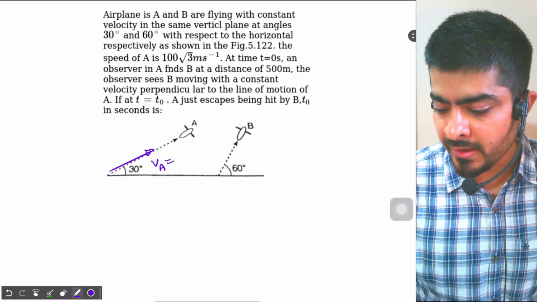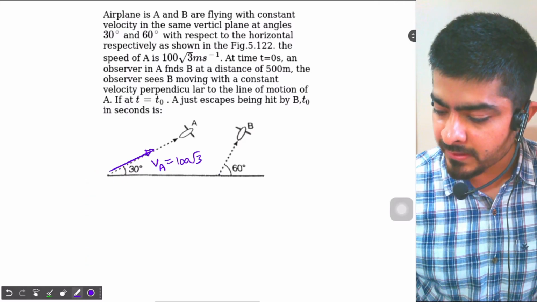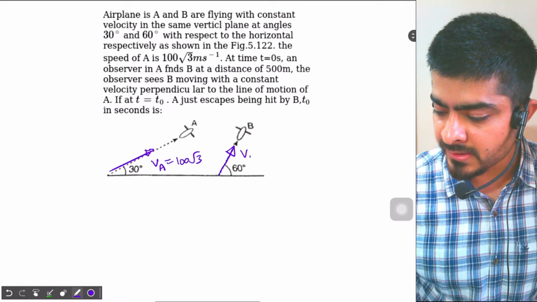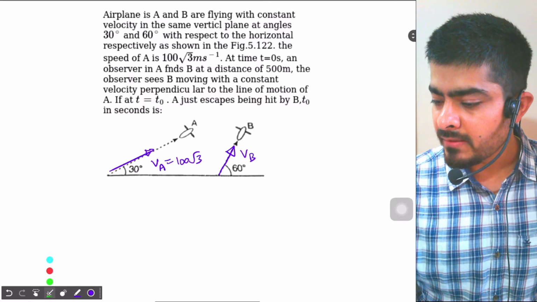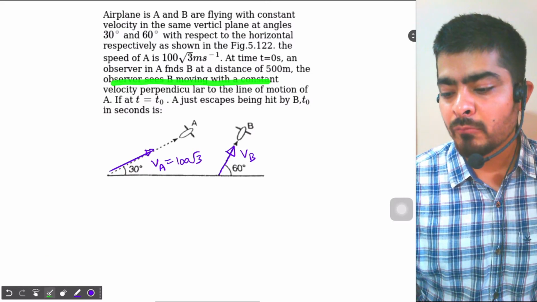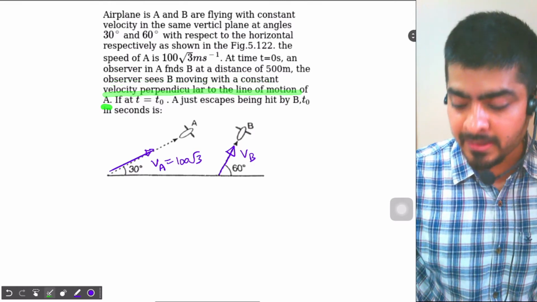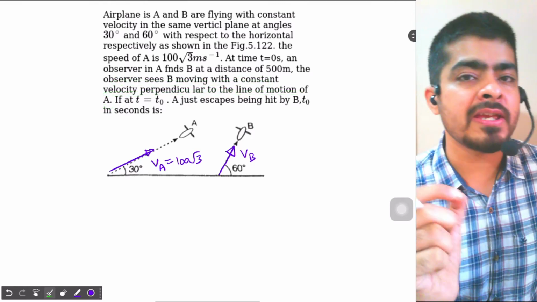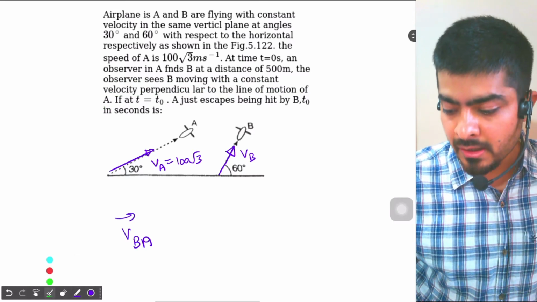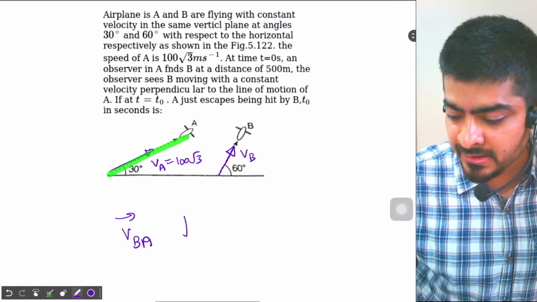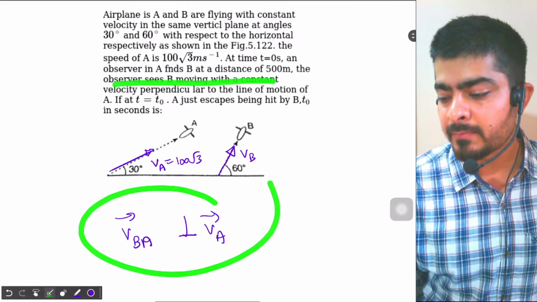This is the velocity of A and that is equal to 100 root 3. The velocity of B will be along this direction. This is your velocity of B. Right. Now, what does this line mean? The observer sees B moving with a constant velocity perpendicular to the line of motion of A. That means they are talking about the relative velocity of B with respect to A. So the velocity of B with respect to A is perpendicular to this line. That means it is perpendicular to the VA vector. Okay, this is what the statement is.